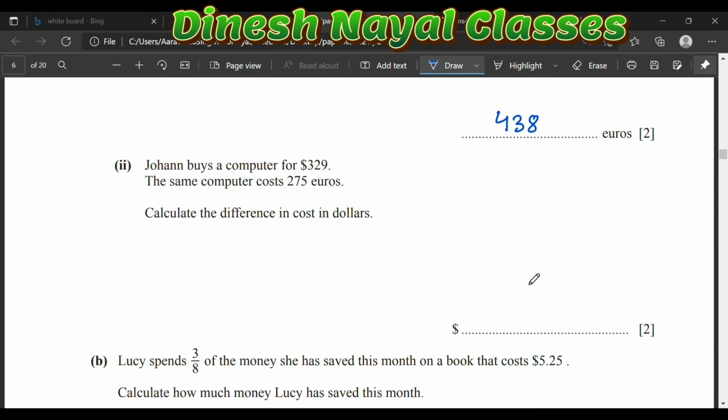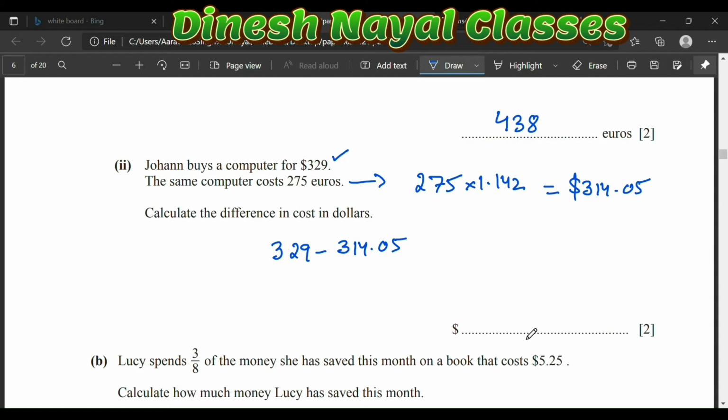Now, John buys a computer for $329. The same computer costs 275 euros. Calculate the difference in cost in dollars. So we have to convert euros to dollars. 275 euros to dollar will be 275 into 1.142, which equals $314.05. Now the difference will be 329 minus 314.05, which is $4.95. That's the answer.